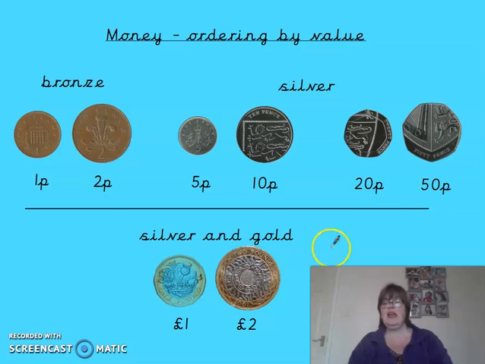Now I'm going to show you how we write the pound sign. Are you ready? We start at the top and we curl around and we go down and then we cross over. That's how we write our pound sign. You might want to practice writing a pound sign because it's quite a tricky one to do. It looks a little bit like a capital E, but it's got a curve at the top and the line goes through. But it's not that different from a capital E, is it?